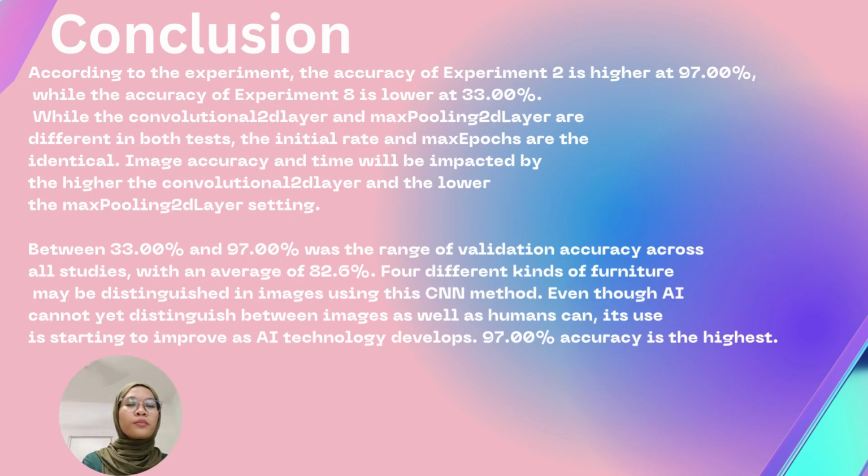Between 33.00% and 97.00% was the range of validation accuracy across all studies, with an average of 82.6%. Four different kinds of furniture may be distinguished in images using this CNN method. Even though AI cannot yet distinguish between images as well as humans can, its use is certain to improve as AI technology develops. 97.00% accuracy is the highest.